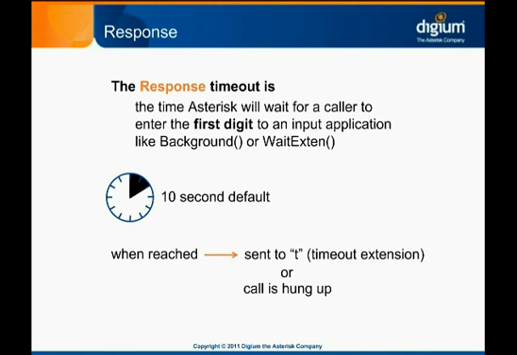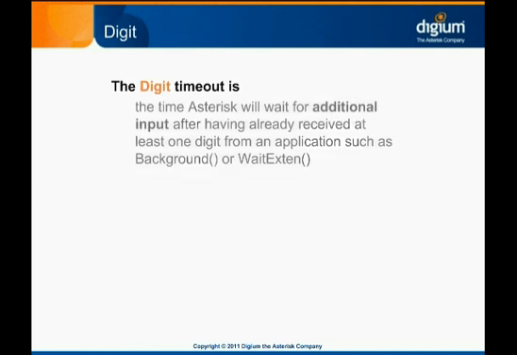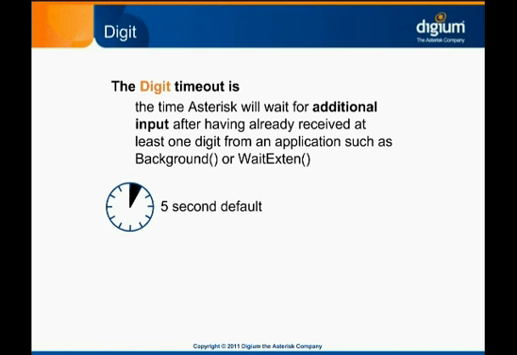detection issues. The digit timeout is the time Asterisk will wait for an additional input after having already received at least 1 digit from an application such as Background or WaitExten. It is set by default to 5 seconds. When the timeout is reached, Asterisk will try to match the received digits to an extension. If Asterisk is waiting to identify an unambiguous match and the timeout is met, the call could be moved to a valid extension that may not be the one intended by the calling party.